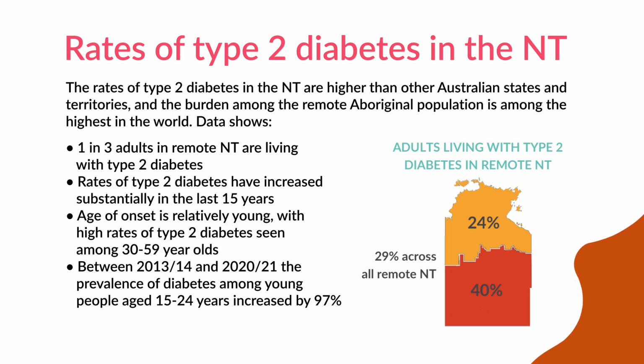The age of onset in the Northern Territory is relatively young, with high rates of type 2 diabetes seen among 30 to 59 year olds, and the rates of diabetes among people aged 15 to 24 increased by 97% between 2014 and 2021. This includes significant increases in young women being diagnosed with diabetes prior to pregnancy.